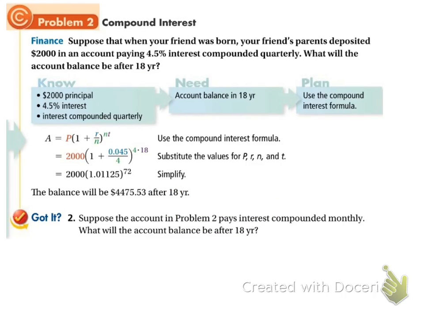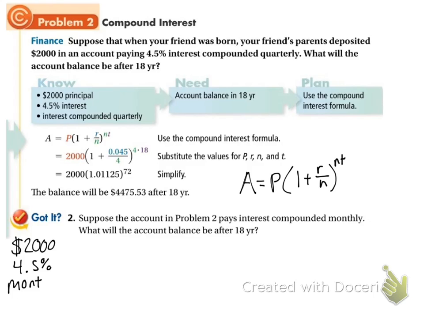So let's try using that. Let's write our equation. A equals P times 1 plus R over N to the NT. So we're going to use our problem up here and just change one of the numbers. Suppose that when your friend was born, your friend's parents deposited $2,000 in an account paying 4.5% interest, and theirs was compounded quarterly. We're going to do our problem down here, which is compounded monthly. So, monthly.